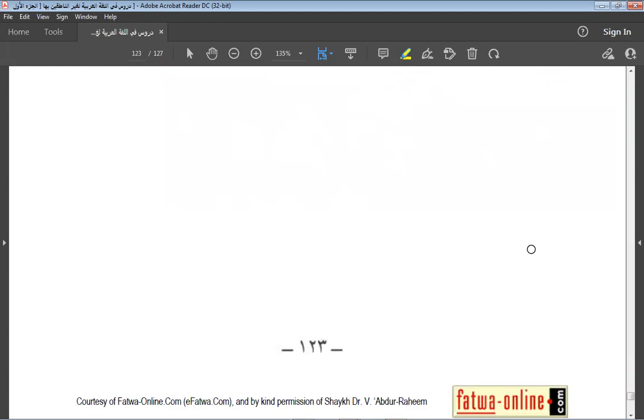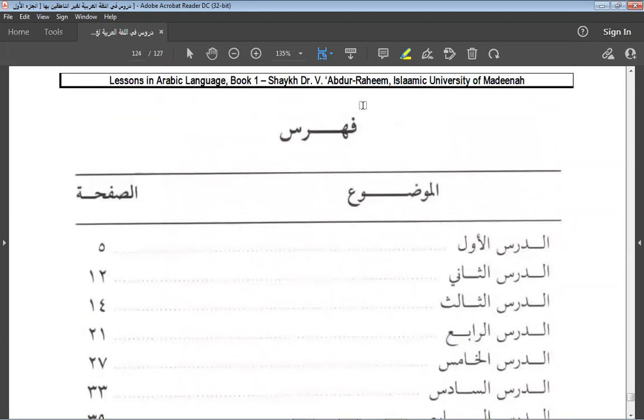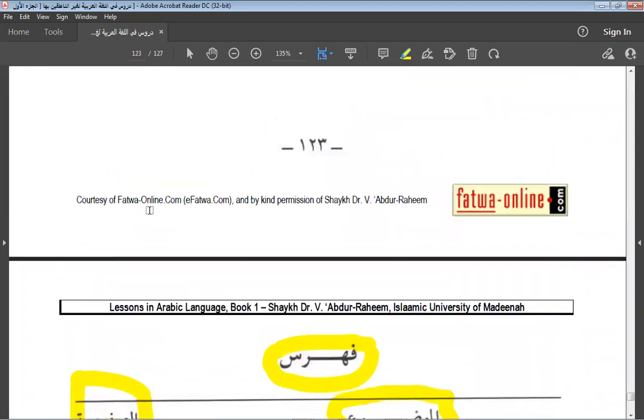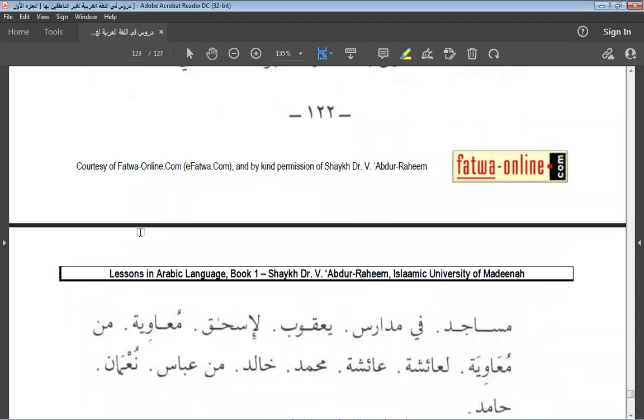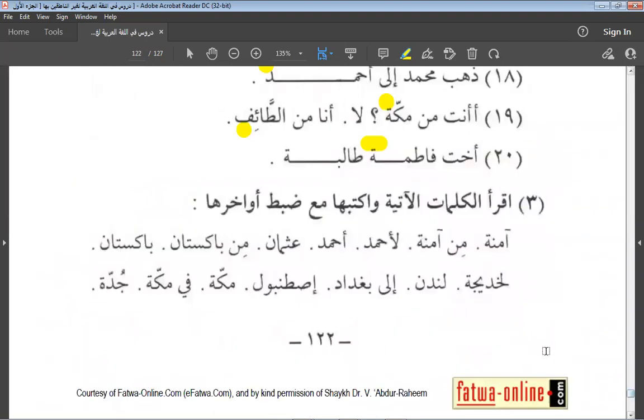Alhamdulillah, I think this brings us to the end of the book. Fahras, when you see fahras like this, it means content. Then we have al-mawdu', subject or topic. As-safhatu, page. Fahras, content. Al-mawdu', topic. As-safha, page. Now, this has brought us to the end of book 1 of Duruusul Lugha al-Arabiyya lighayri an-Natiqina biha.